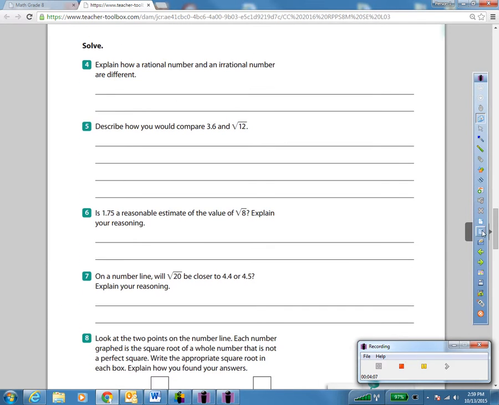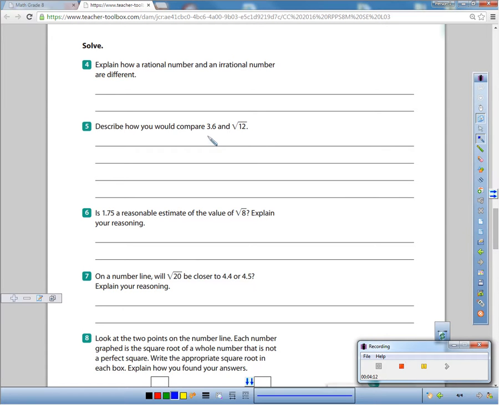All right, next. Describe how you would compare 3.6 and the square root of 12. So a couple things. You could punch in the square root of 12 into your calculator if you wanted to do that. You would see that the square root of 12 is between 3.4 and 3.5 when you do that. So when they're asking you to compare here, it's asking you to say, well, how do they compare on a number line? Like, which one's greater? You would say 3.6 is greater than the square root of 12.